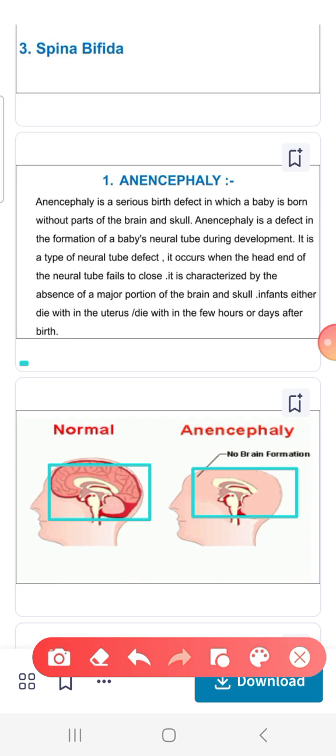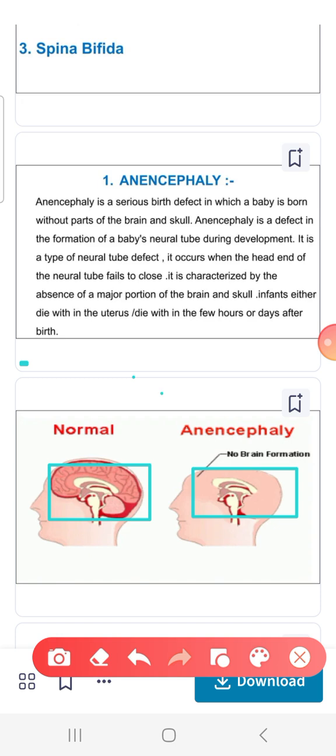Anencephaly is a serious birth defect in which a baby is born without parts of the brain and skull. Sometimes the skull is also not formed, not only the brain. Anencephaly is a defect in the formation of the baby's neural tube during development, mostly in the first month. It occurs when the head end of the neural tube fails to close, characterized by the absence of a major portion of the brain and skull. Infants either die within the uterus or within a few hours after birth.